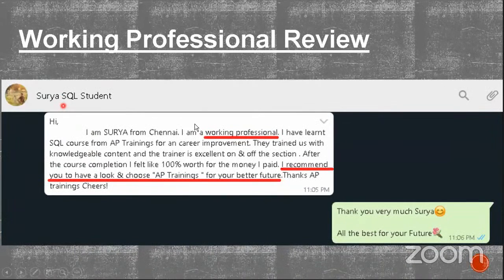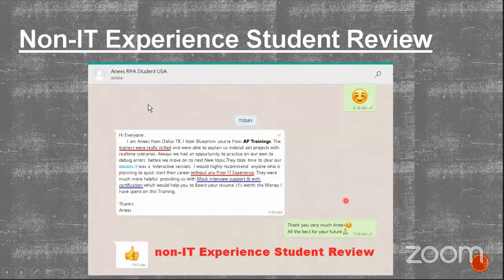Then Surya, he's a corporate professional. He learned the SQL course, and the beauty is once he completed his course, he got a job, and he is earning more than 5 lakh per annum. He is from Chennai. Another student named Anis, she's from the US. She's a non-IT experienced student.